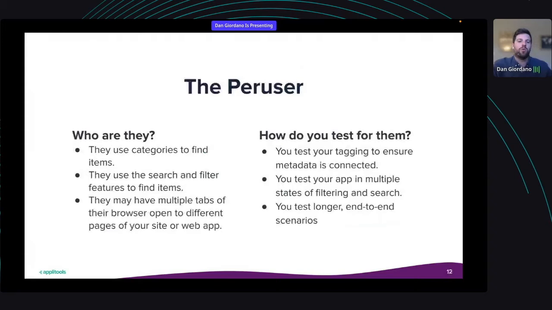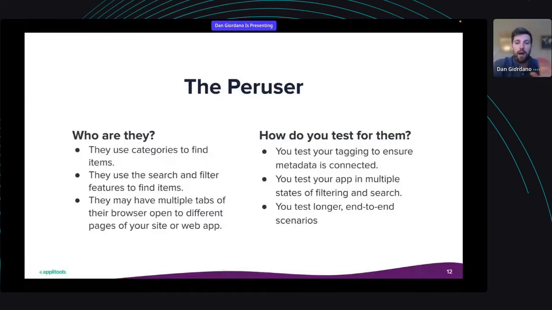So the first one, the peruser, who are they? This is really the shopper that is using the brand to find items, right? So they know that they want to go to a website or a brand like Lululemon. They don't quite know what they need. They just know that they want to buy on that website in particular. They're going to go through the different categories, maybe see the bestseller items, see what's new. They're going to take their time and really stress test your entire application.